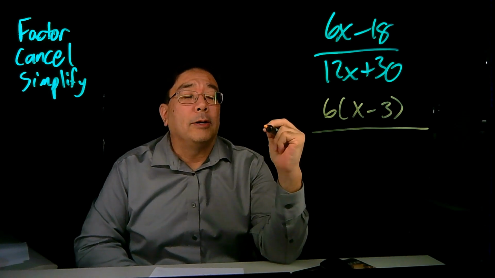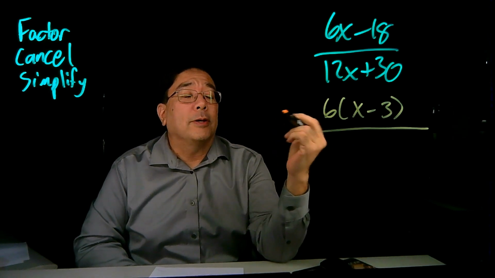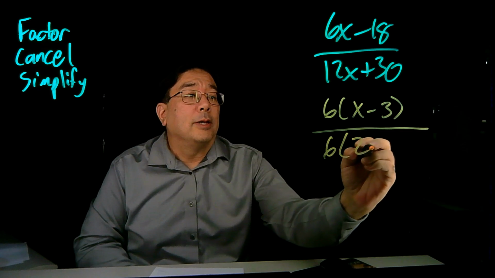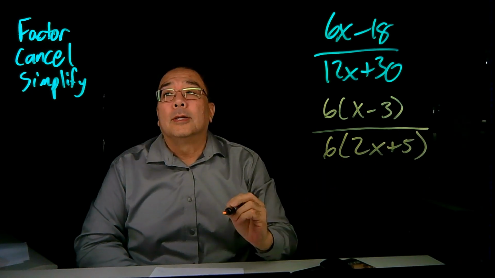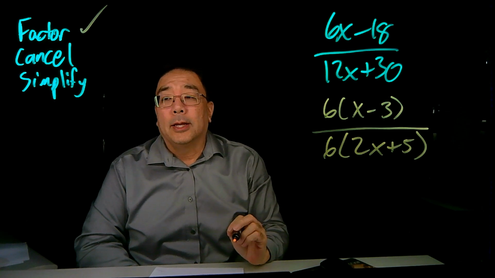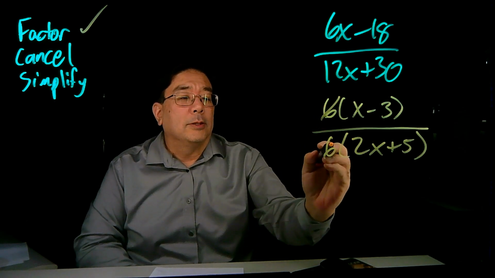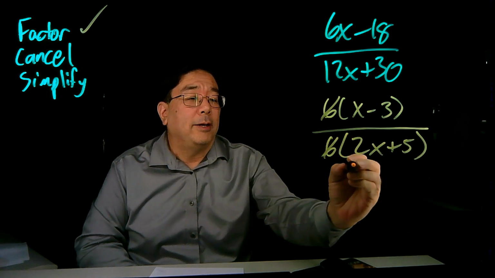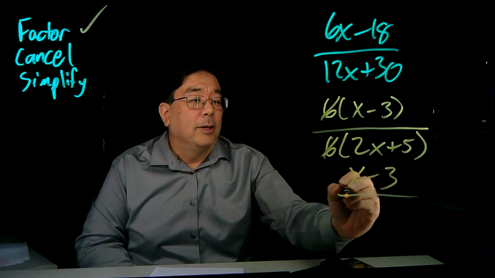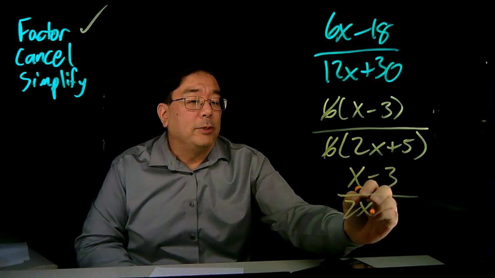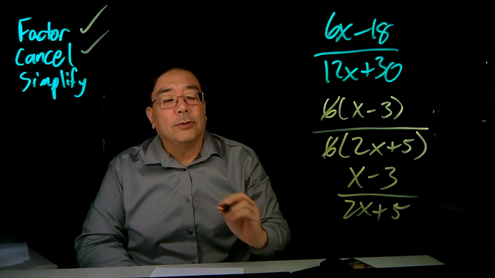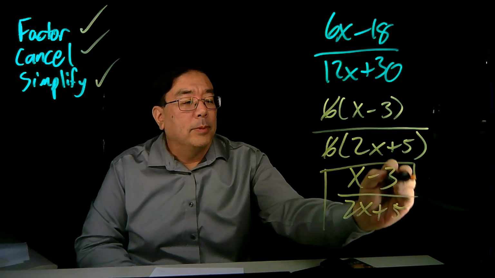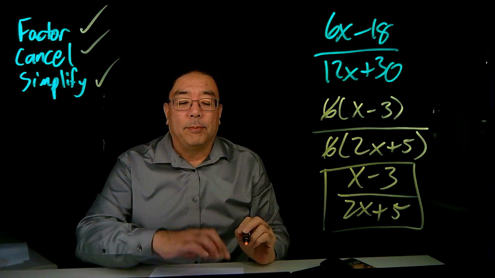And for the denominator, with the 12 and the 30, we also could factor out a common factor of 6, and we'd have left over the 2x plus 5. So we did the first step, we factored, and then we cancel. Well, if you notice, those 6's cancel. Now the x minus 3 and the 2x plus 5, nothing cancels there. So we have left over x minus 3 over 2x plus 5. So we canceled, and simplify really, like I said, just means what's left over. So that would be the answer for that first example.